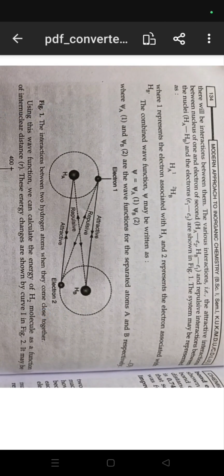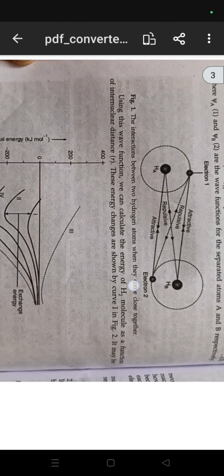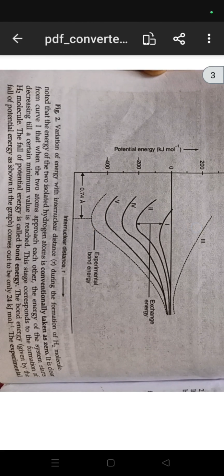The various interactions are the attractive interaction between the nucleus of one and the electron of the second, and the repulsive interaction between the nuclei Ha, Hb and electrons e1, e2. Using this equation, we can calculate the energy of H2 molecule as a function of internuclear distance. It may be noted that the energy of the two isolated hydrogen atoms is conventionally taken as zero.